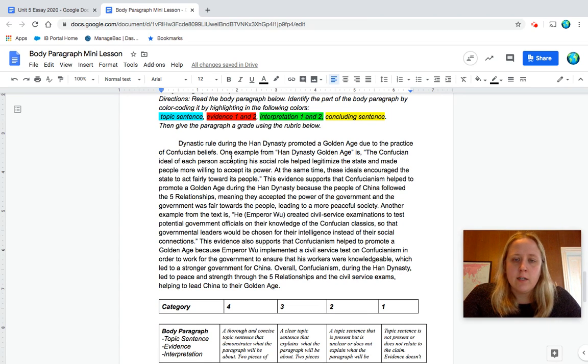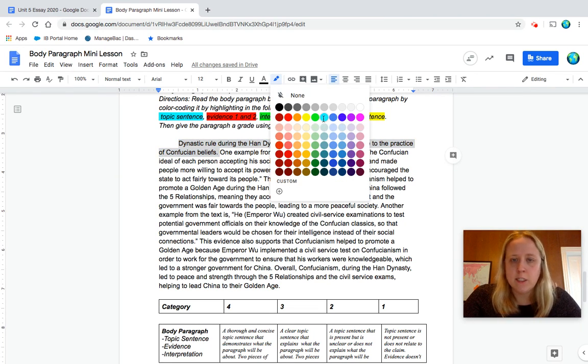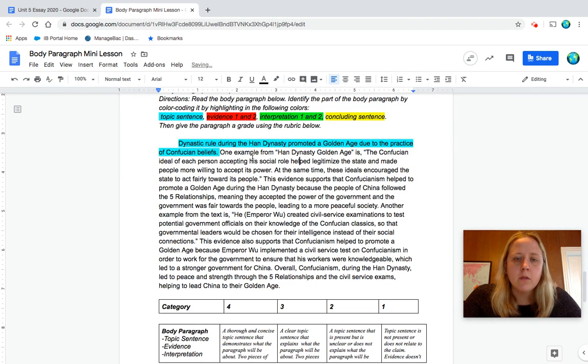Dynastic rule during the Han Dynasty promoted a golden age due to the practice of Confucian beliefs. Good topic sentence. I know what they're going to be talking about. One example from Han Dynasty Golden Age. Oh, first time I've seen a name of a text properly capitalized. It's in quotation marks.